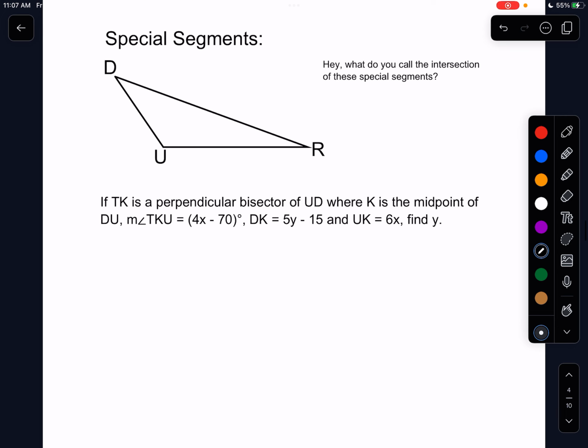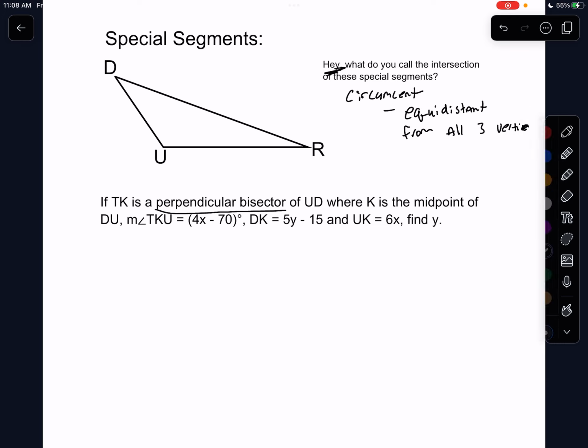All right. Hey, what do you call the intersection of these special points or these special segments? This is a perpendicular bisector. That is called the circumcenter. And the circumcenter is equidistant from all 3 vertices. Woo! Hopefully you knew that. It's equidistant from all 3 vertices.